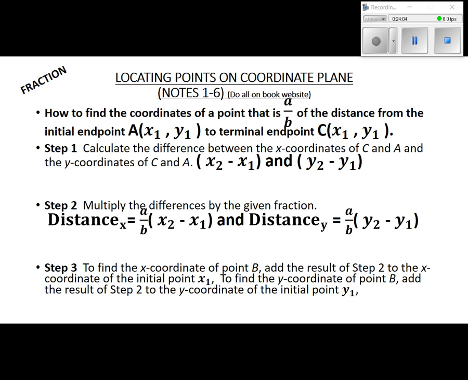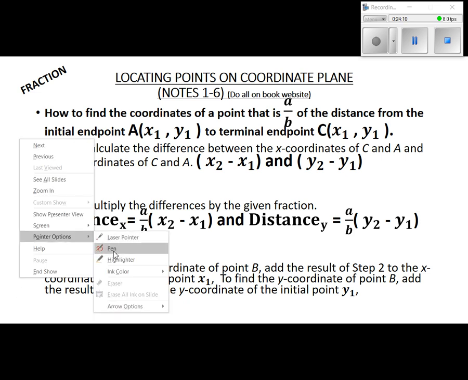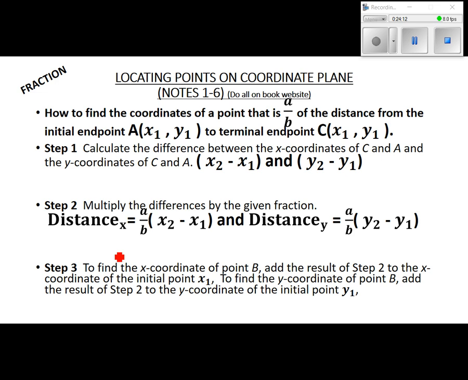What does initial mean again? That's where you're starting. Right up here where it says initial, that's where you're starting. Might want to write that in there. What does terminal mean again? That's where you're ending.